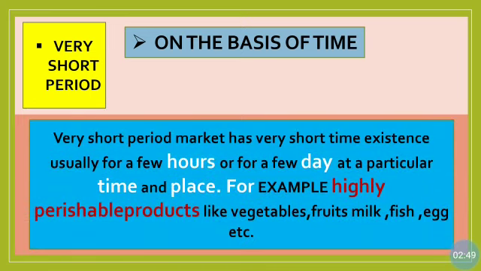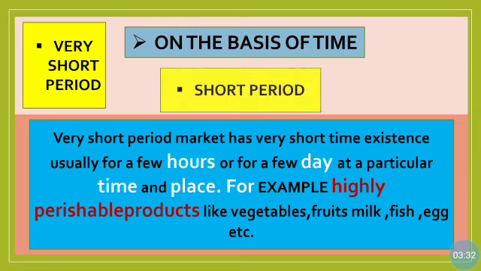Very short period market has very short time existence, usually for a few hours or a few days. Such markets exist at a particular place, at a particular time, and they supply particular products such as highly perishable vegetables, fruits, milk, fish, etc. In such markets, supply remains the same, obviously, because goods supplied are perishable in nature. So the seller can't stock them. So supply will remain the same or less.